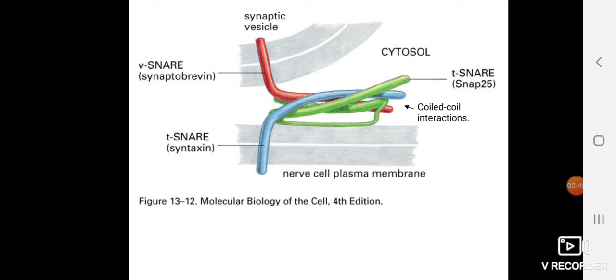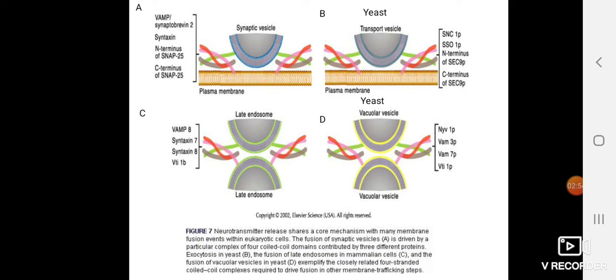Good examples of T-SNAREs are SNAP-25 and syntaxin. The V-SNARE is synaptobrevin. I'll give you the details. You can see the process: first the membranes come nearer, the SNAREs form a complex, and they wind together, bringing the membranes very close to each other. There it is in synaptic vesicles, the transport vesicle, and the late endosome meeting another late endosome, or a vacuole or vesicles, and how they combine. All of this happens with similar methods.